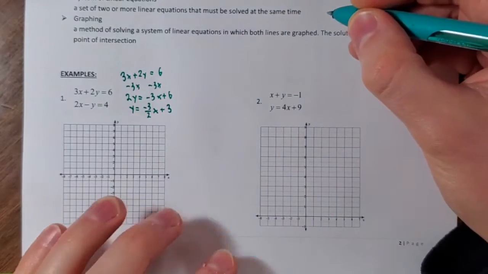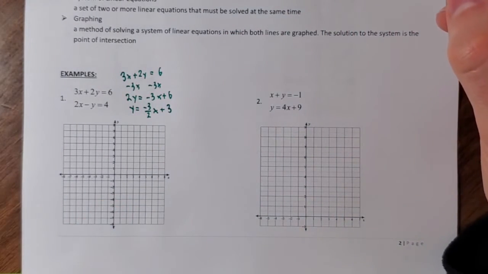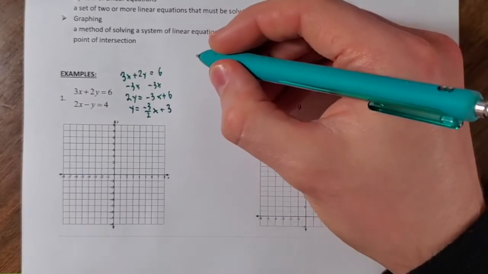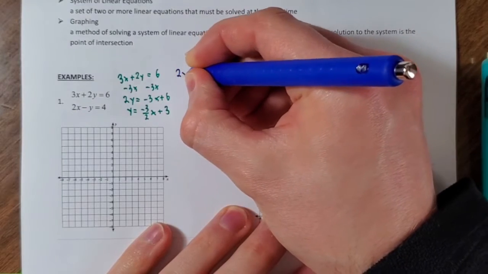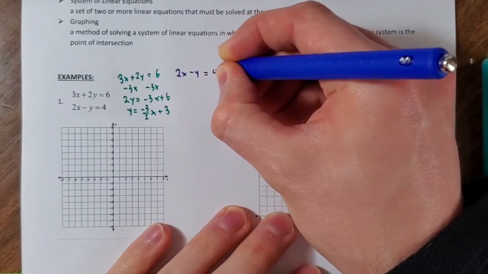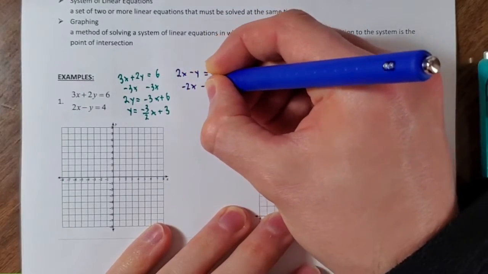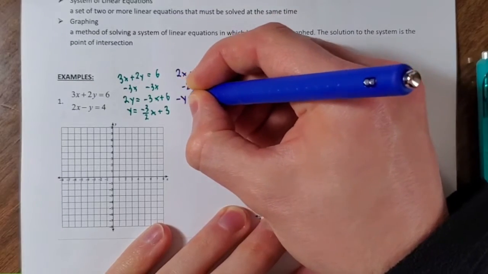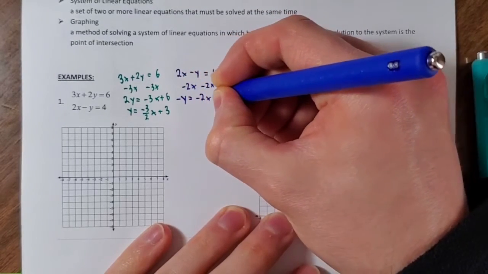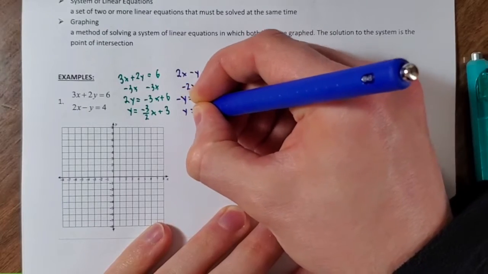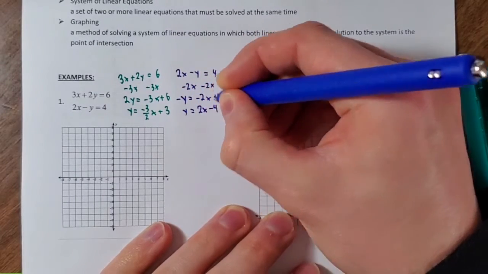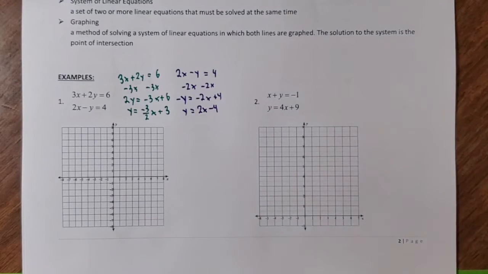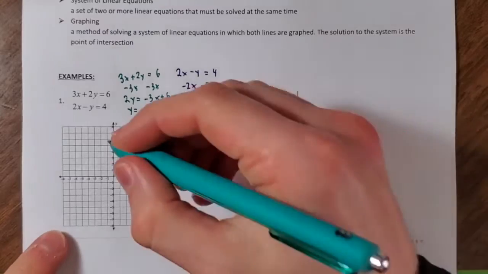So my first equation, I've got y is equal to negative 3 over 2x plus 3. I'll do my second one in a different color. Now for my second one, I've got y is equal to 2x minus 4. So let's go ahead and just graph each of these.